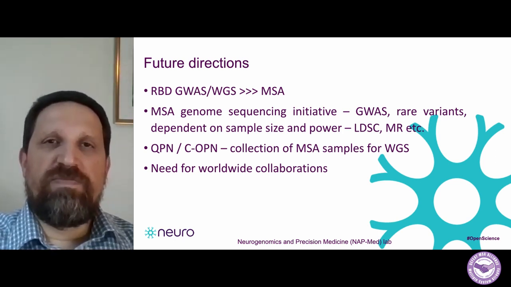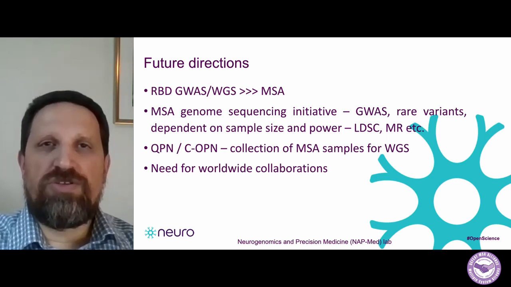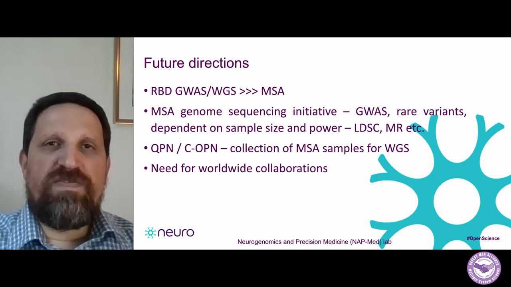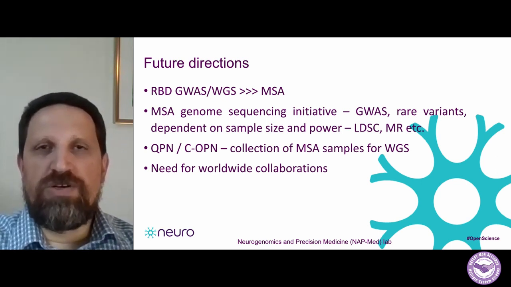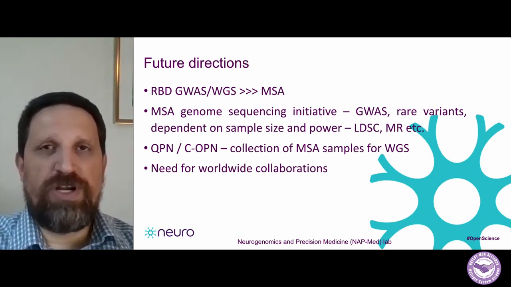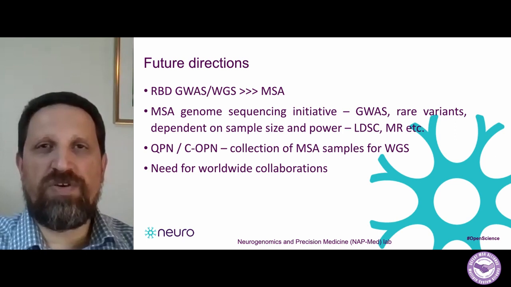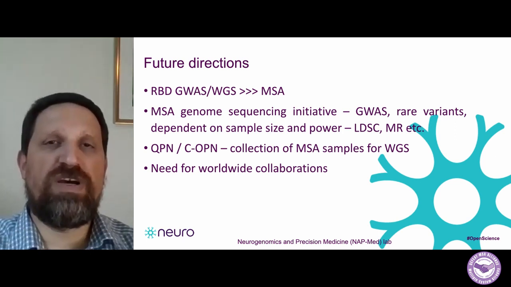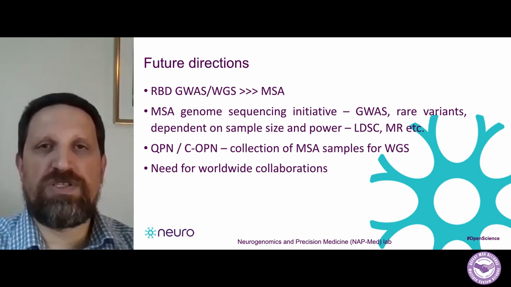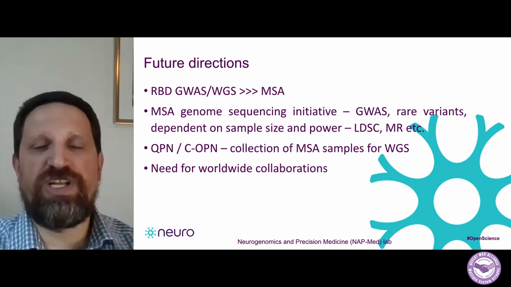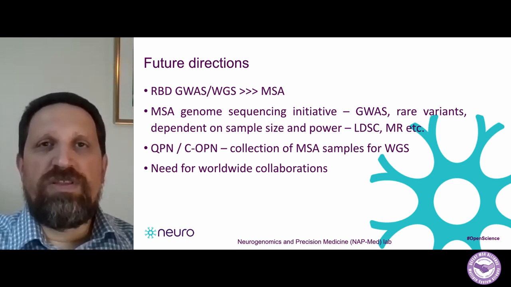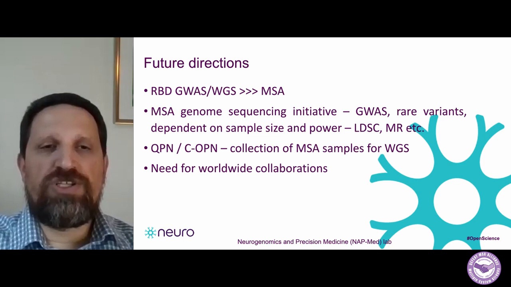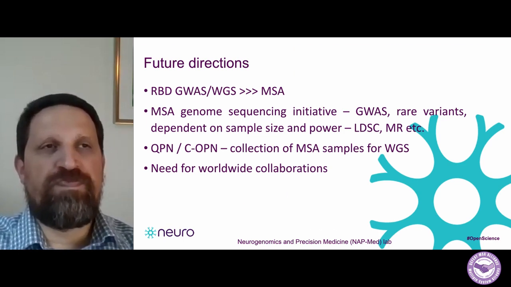And this is maybe the main message from this talk, that in order to understand the genetics of MSA, we must have worldwide collaborations, because as you know, MSA is quite rare. It's really difficult to find a large enough amount of samples to perform proper genetic study on your own. So there must be international collaborations, and this is where we're heading.